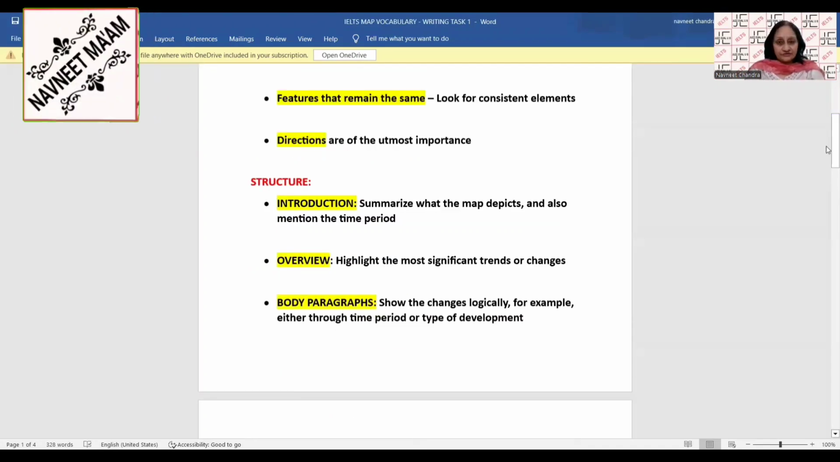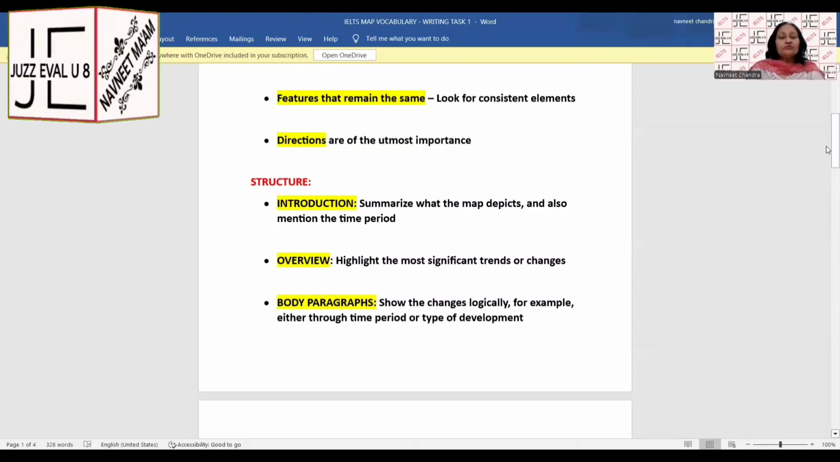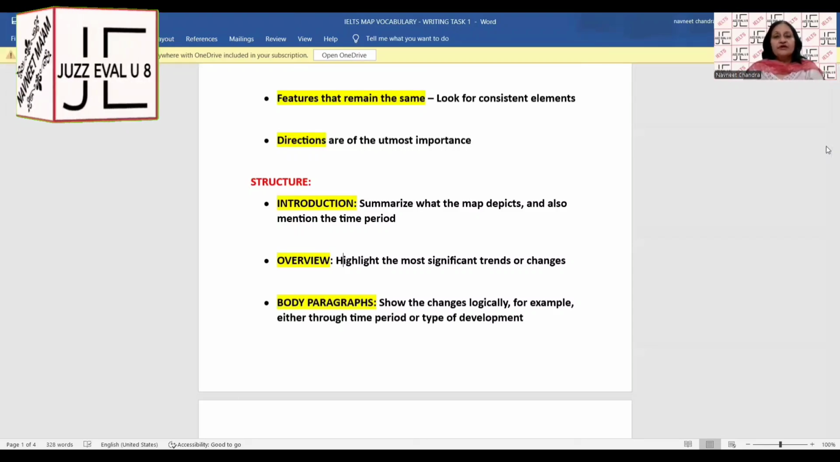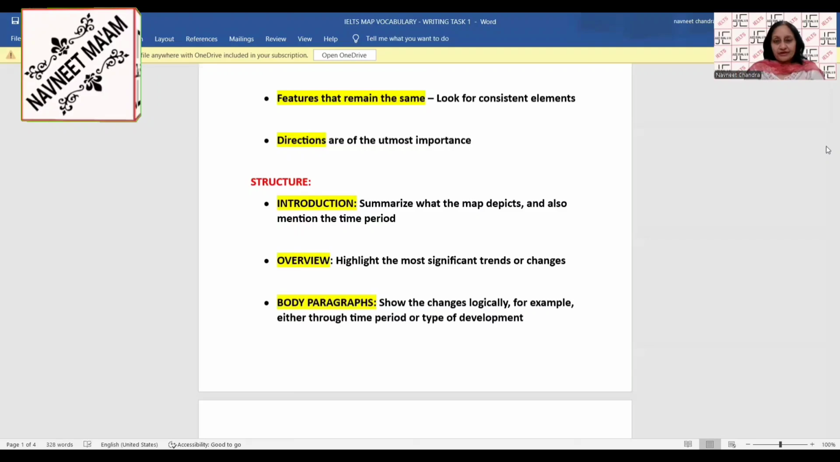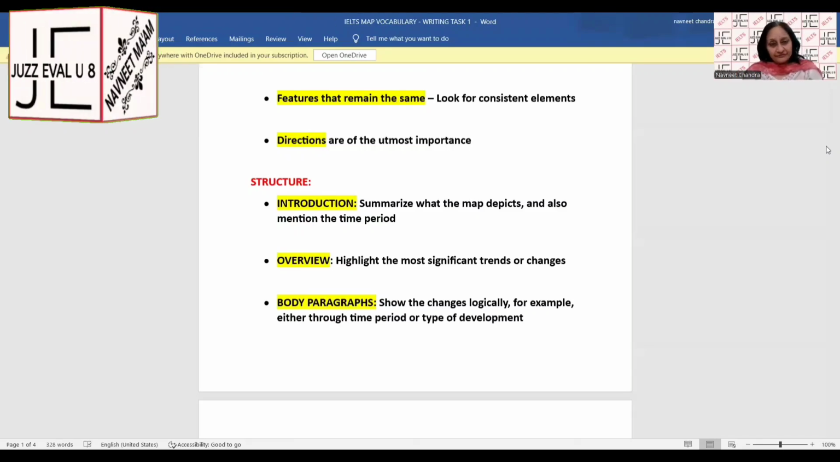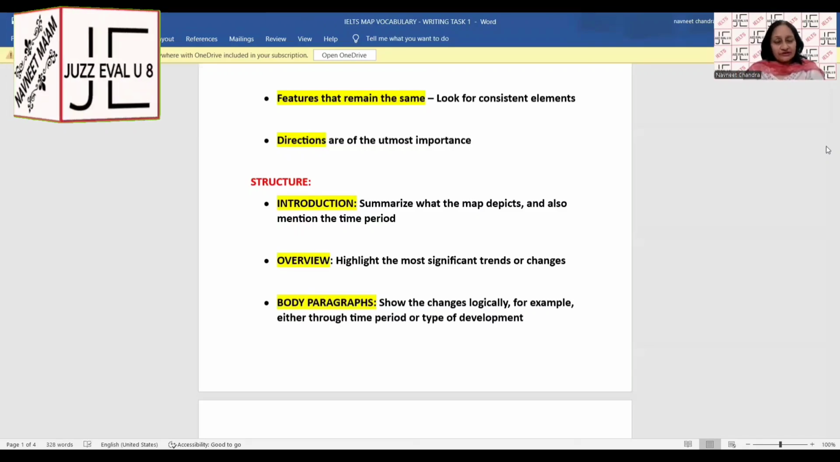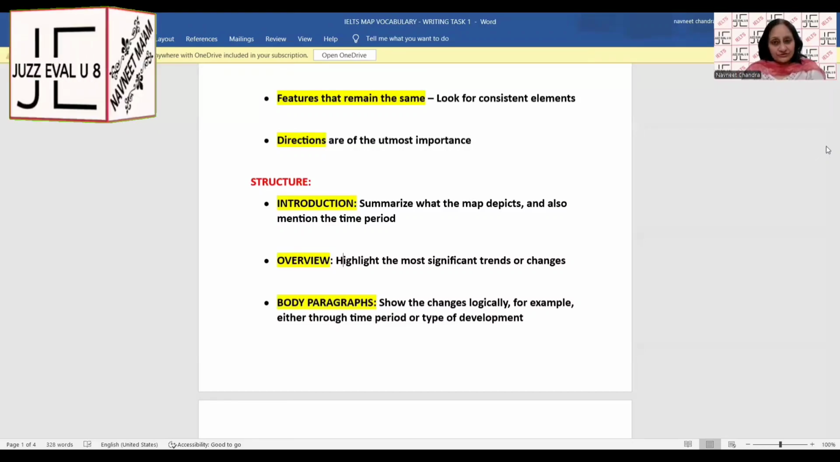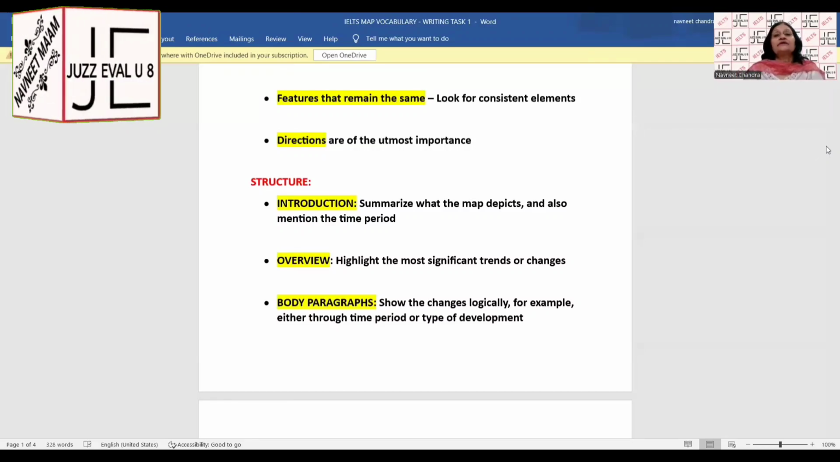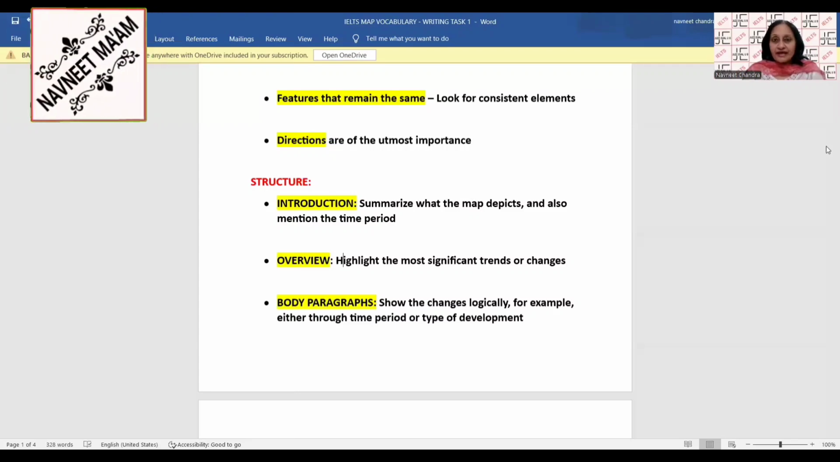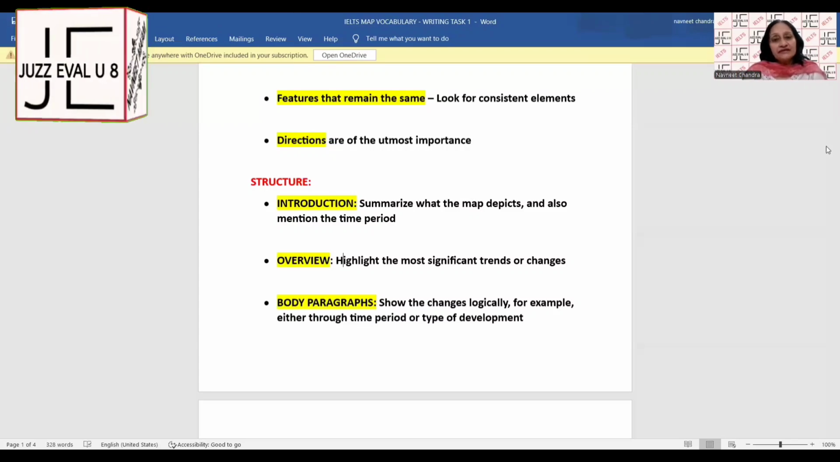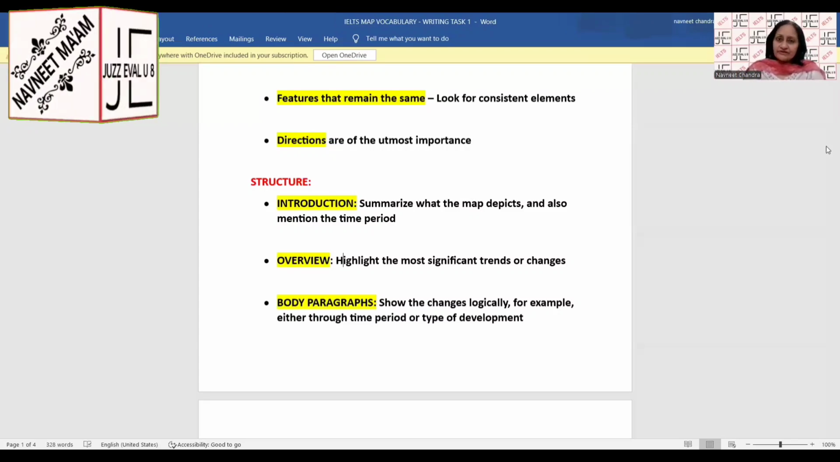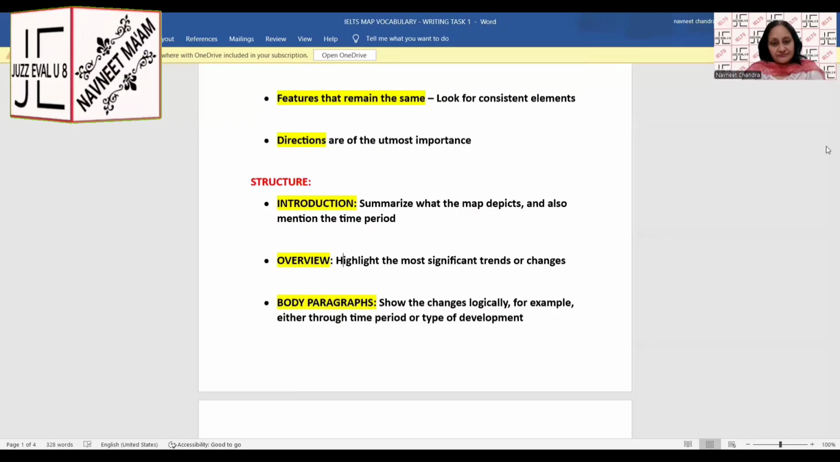Next, we see the structure. Most of you who are preparing for IELTS would know the structure by now. Basically, make 4 paragraphs, beginning with the introduction. In the introduction, just talk about the question, what all is asked of you, and what all is mainly given in the map in just a single sentence.